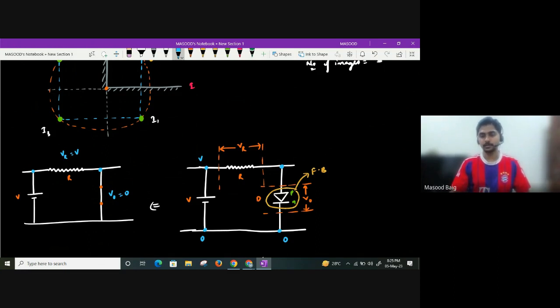N is connected to the negative terminal of the battery, or N is connected to lower potential. Whenever N is at lower potential, the diode will be in forward bias. It is an ideal diode, so we'll just short circuit it. So directly current will be flowing without any potential difference. So across the diode, no potential difference. So the whole external voltage will just be across the resistor. Clear?